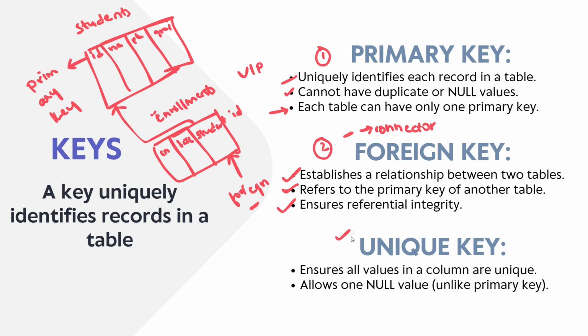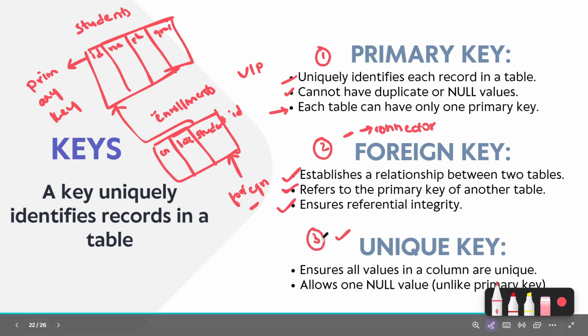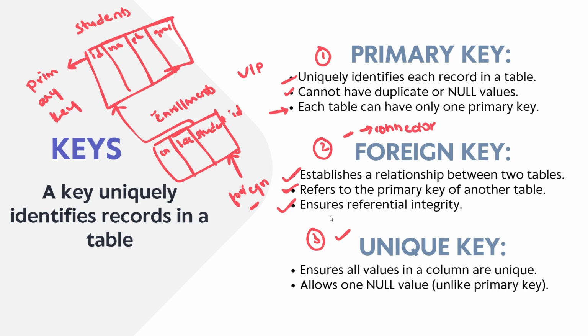Next comes the unique key. So the third one is the unique key. A unique key ensures that no two rows in a column can have the same value. But unlike a primary key, it allows null values. You got the point, right?